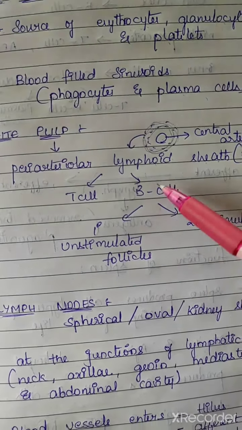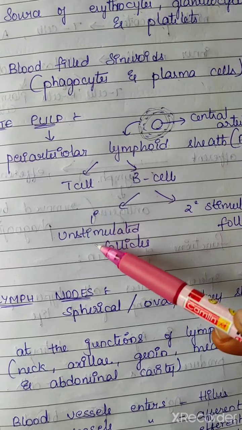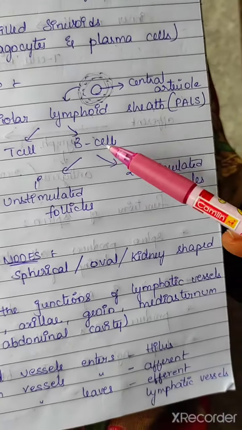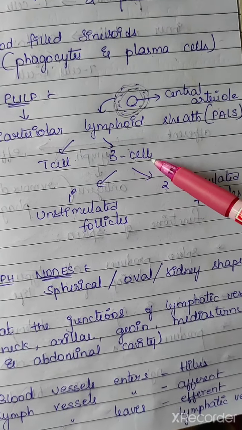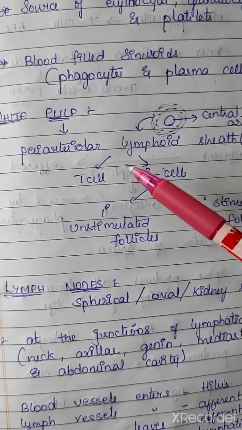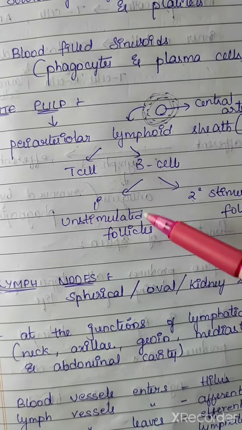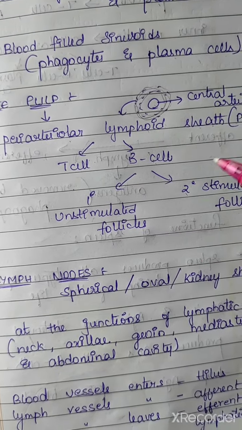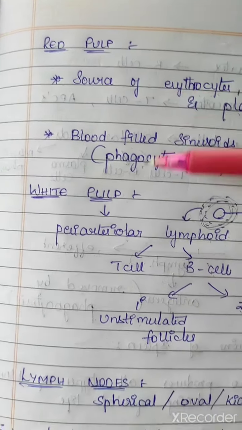These B cells are organized into primary unstimulated follicles and secondary stimulated follicles. If we see the B cells which are present in the periarteriolar lymphoid sheath, they have primary unstimulated follicles and secondary stimulated follicles. This is about red pulp and white pulp.